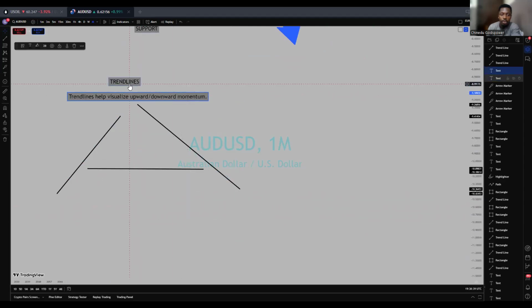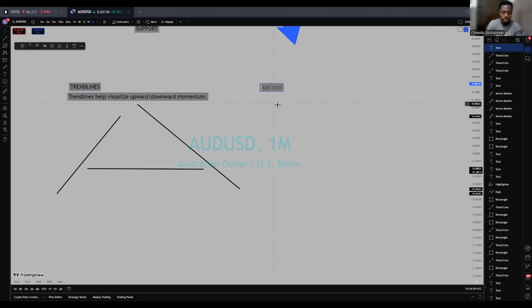Then what is market structure now? Let's get a note for our market structure. Market structure is how price creates swings. We have a note, market structure.